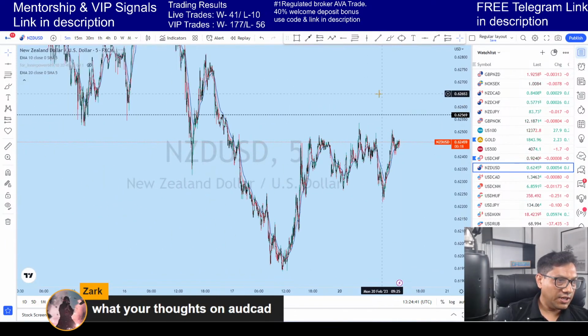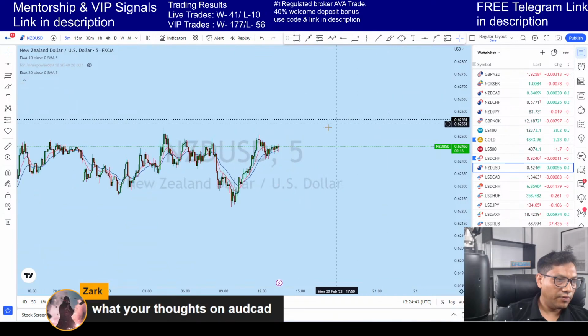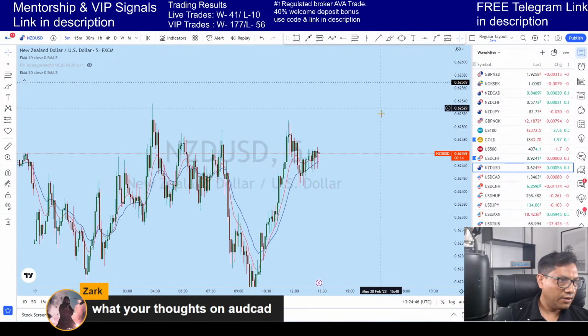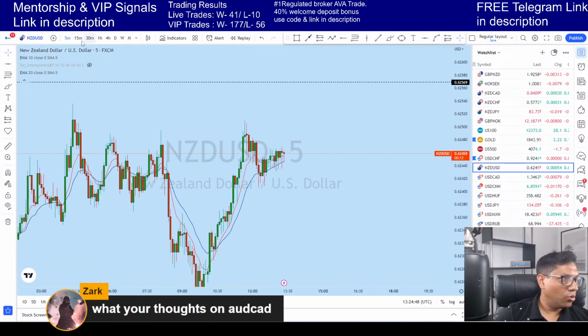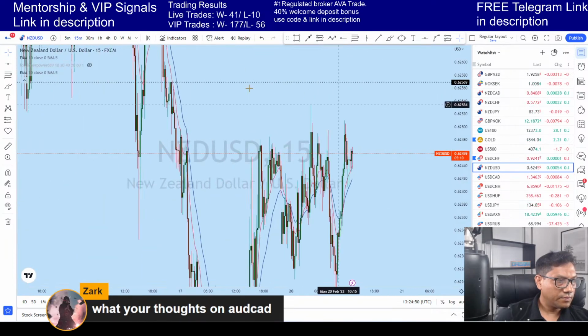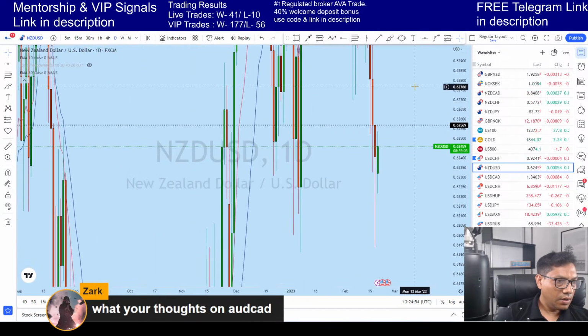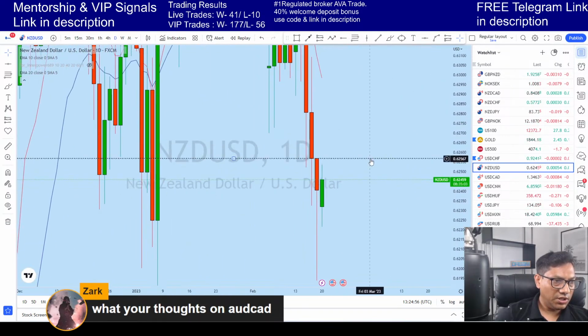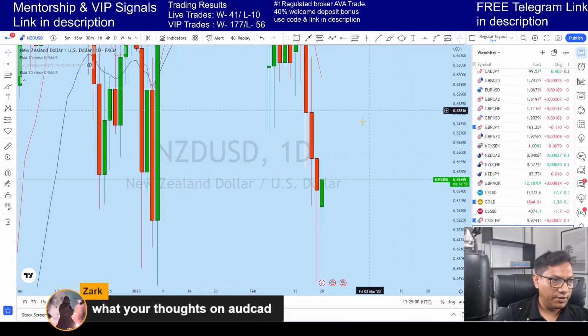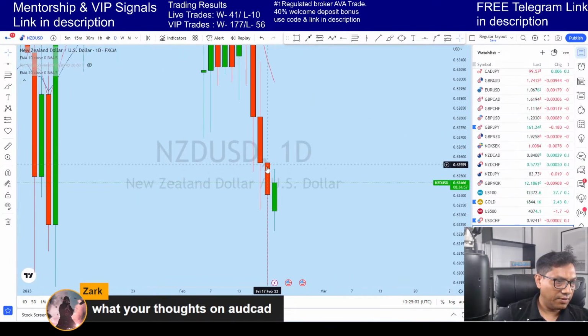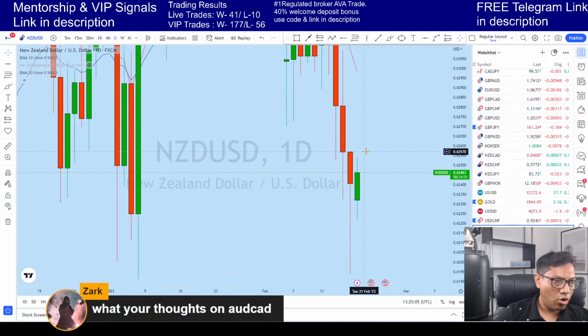Okay, if we see that NZD USD has reached this level on the 5 minutes, we might find a trade to open. And the reason I picked NZD USD is because if you look at here, you see this is the daily candle, the previous day. There is no wick at the top.